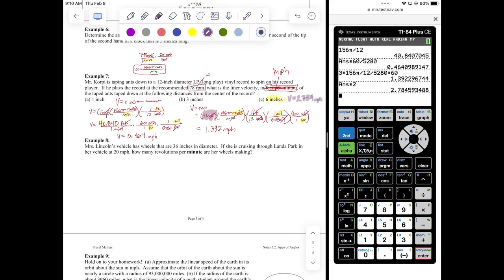All right, example 8. Mrs. Lincoln, y'all know Mrs. Lincoln, right? Right next door? Her vehicle has wheels that are 36 inches in diameter. Yeah, Miss Lincoln rolls on 36s, y'all. If she's cruising through Landa Park in her vehicle at the posted safe speed limit of 20 miles per hour, and I've had many speeding tickets in Landa Park over my lifetime, how many revolutions per minute are they making?